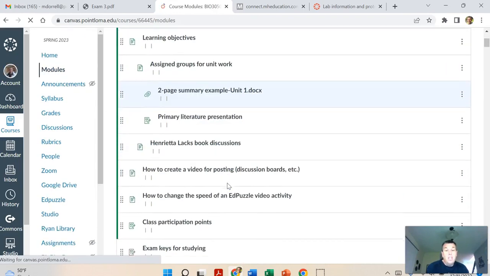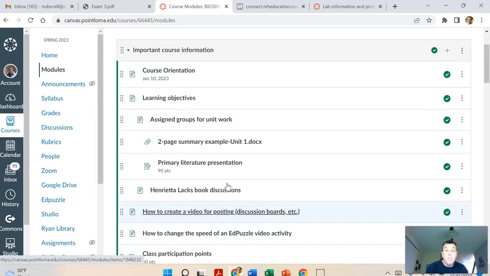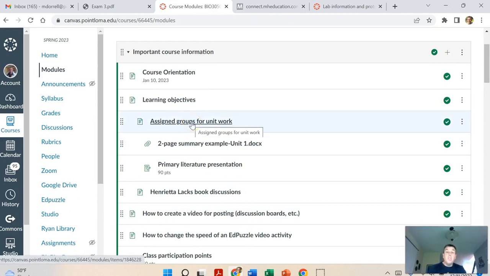Another thing you'll find is some more important information here: the assigned groups for unit work. This is going to tell you what group you're in, whether group 1, group 2, group 3, or group 4. That's really important when we get to the units so that you know which worksheets to do and so forth. So make sure you pay attention to that. I've also got some examples of 2-page summaries so you can see a template or an example of that when you start writing your own.